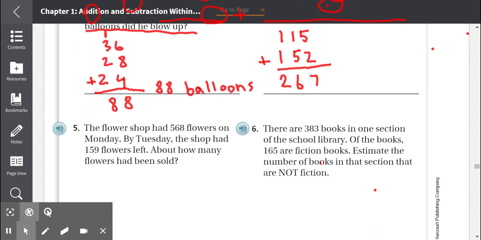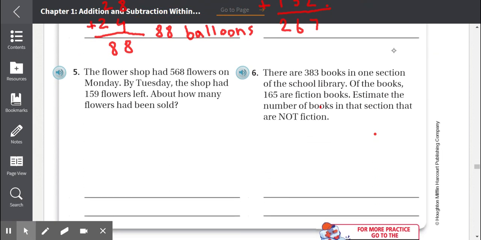Number 5. The flower shop had 568 flowers on Monday. By Tuesday, the shop had 159 flowers left. About how many flowers had been sold? So the flower shop had 568 flowers on Monday. By Tuesday, the shop had 159 flowers left. About how many flowers have been sold?